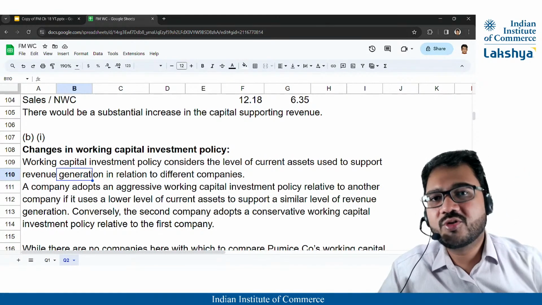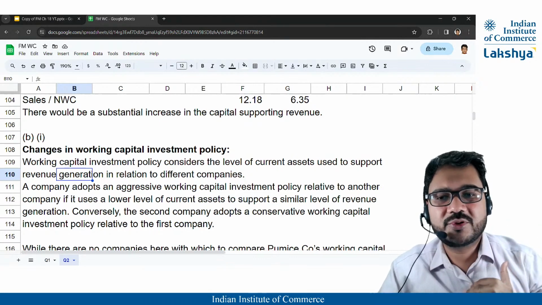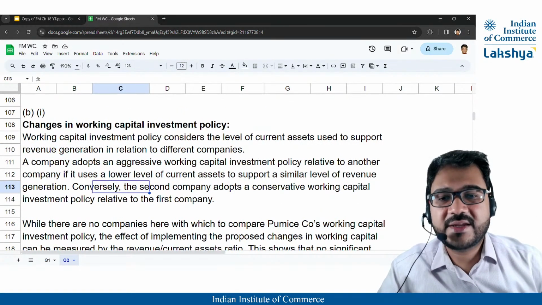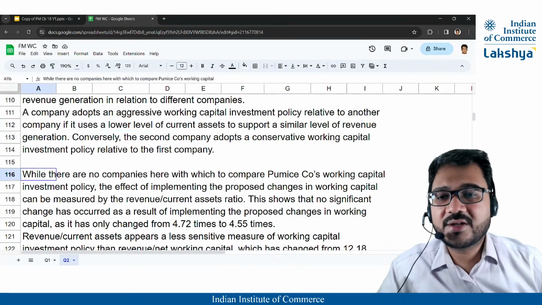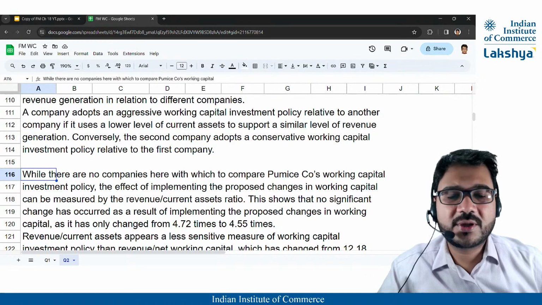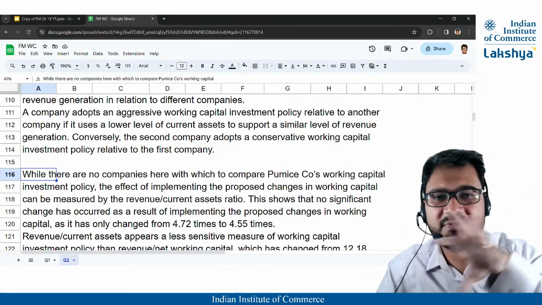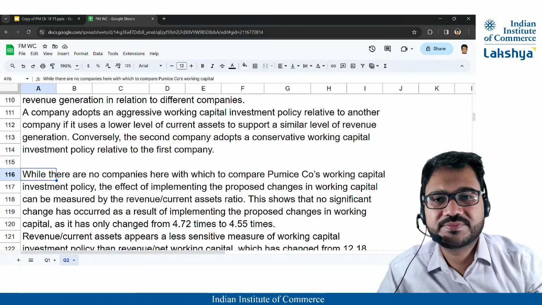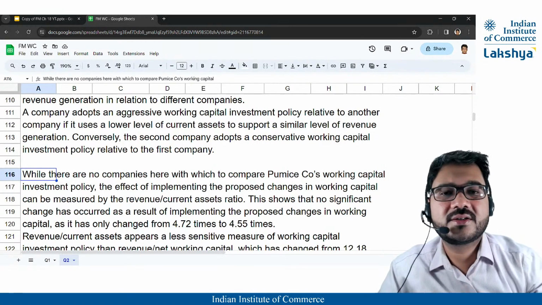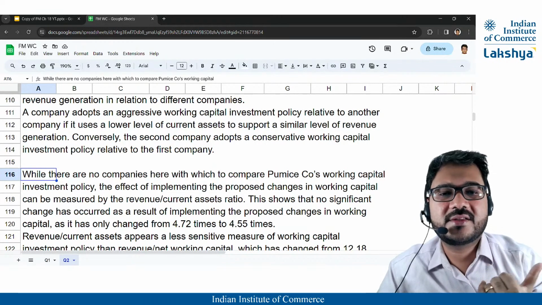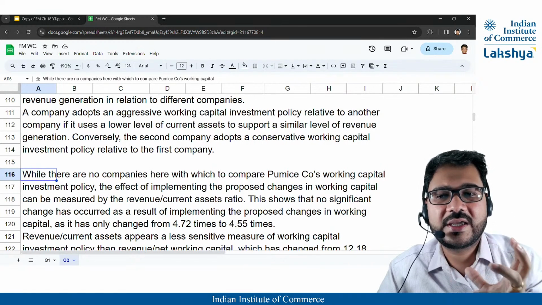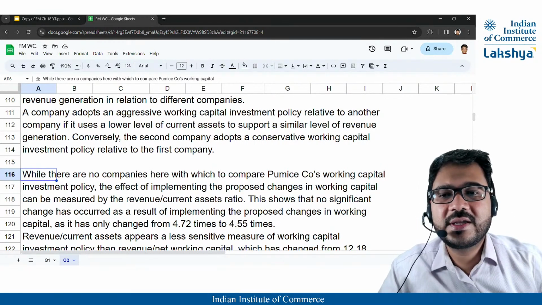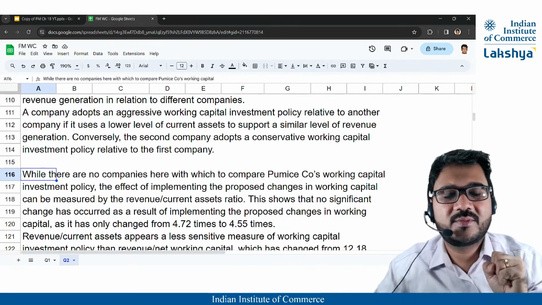So I'm sure you know aggressive, conservative approaches. Conversely, the second company adopts a conservative working capital investment policy relative to the first company. While there are no companies here with which to compare, we are first talking about both the policies, aggressive and conservative. In aggressive, the sales to current asset ratio is on the higher side, as in you are using less current assets but more sales.